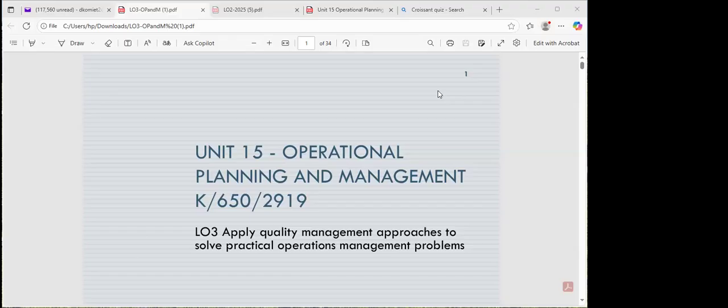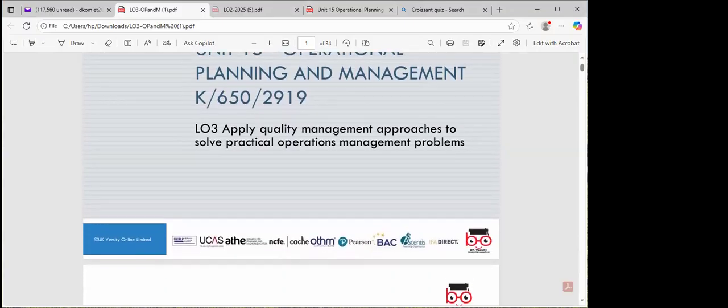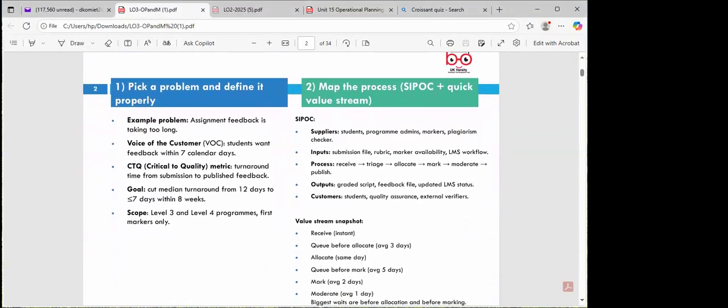So today we're going to look into Management LO3, that is, applying quality management approaches. We're going to look into a problem, how to define those problems using a quality functional tool. And yesterday I indicated that students should read about the Six Sigma tool and also learn operations. So, an example problem: assignment feedback is too long. The feedback is too long.